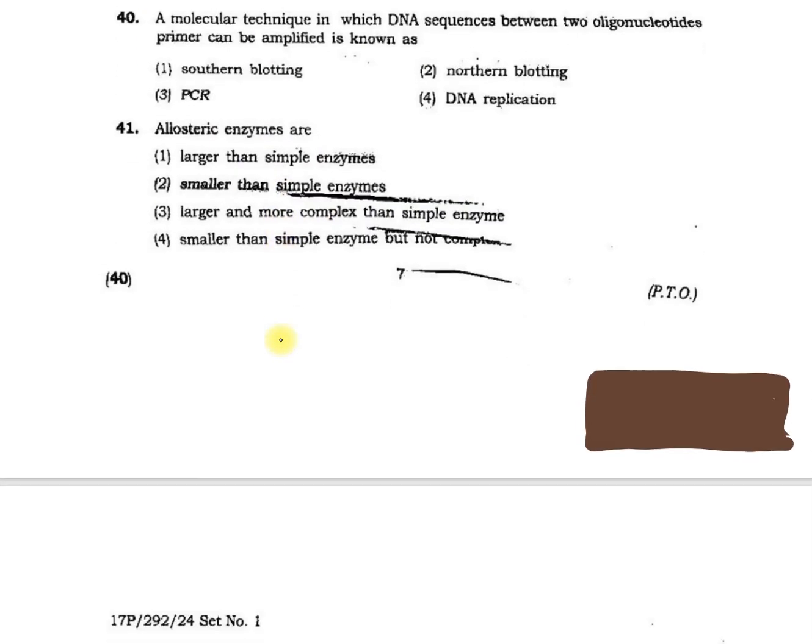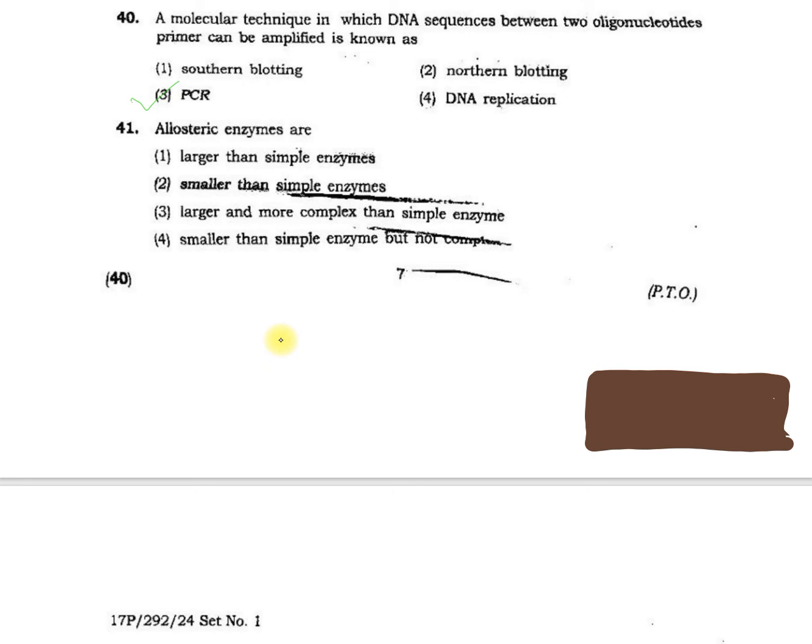Question number 40. A molecular technique in which DNA sequences between 2 oligonucleotide primers can be amplified is known as. The question is simple, but it is still twisted. The options are first Southern blotting, 2 Northern blotting, 3 PCR, 4 DNA replication. The correct one is 3, PCR, which stands for polymerase chain reaction.